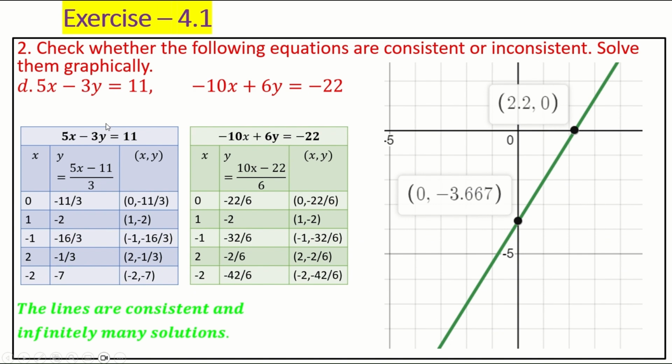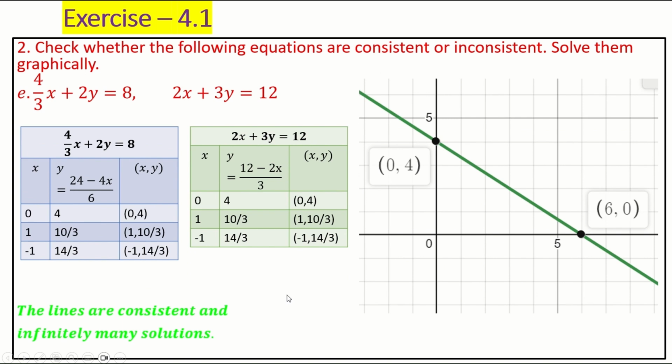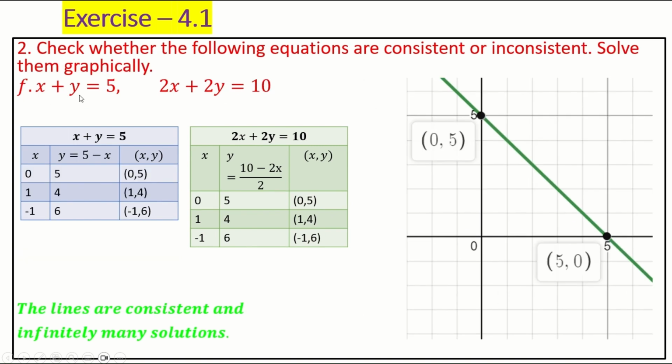So for the D, basically the lines are coincident. That means the lines are consistent and infinitely many solutions are possible. Consistent and dependent, right? This is it. Okay, E, you draw the lines. They are basically consistent and infinitely many solutions. For the F problem, draw the table here. Same way, two lines. You again see them consistent and infinitely many solutions are possible.